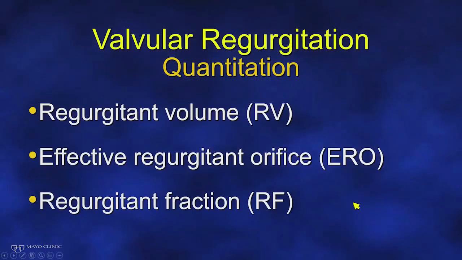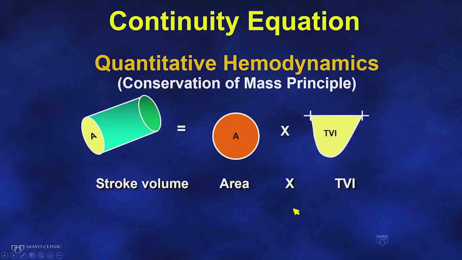Now, there are three quantification parameters that we need to look at. The first is regurgitant volume. The second is the effective regurgitant orifice, or EROA, effective regurgitant orifice area. And the third is the regurgitant fraction, and we'll go over those. We'll start with the continuity equation.